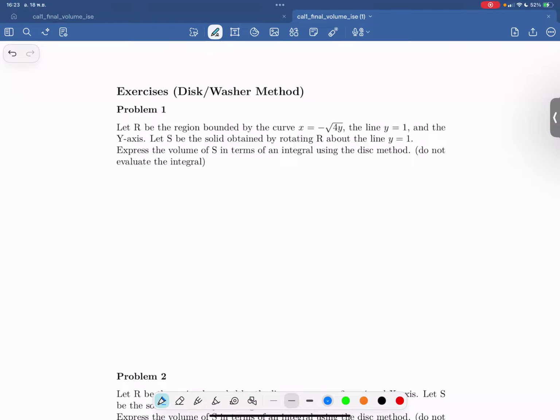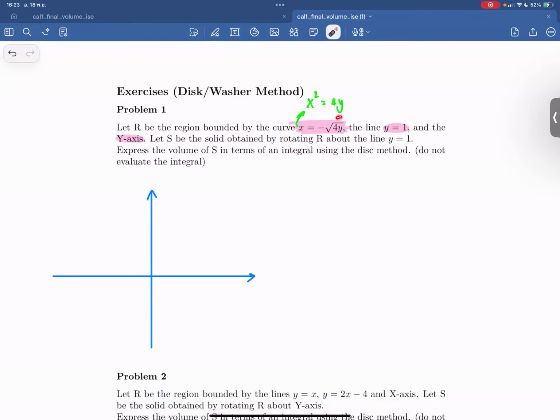For problem one, R is a region bounded by the function x equal to minus square root of 4y, and then the line y equal to 1, and then the y-axis. So we first get the area R. I just grab a sketch, and then we obtain that the pink function over here is just the parabola, right?